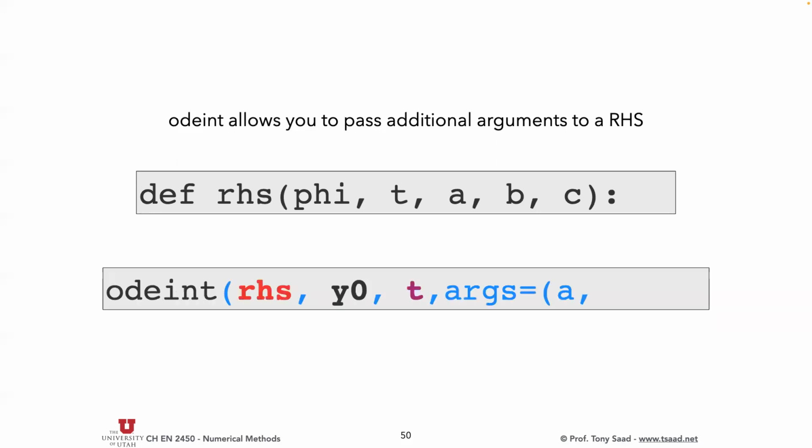Then in ODE int, you still call your right-hand side function. You give it y0, you give it time, and then remember those 3 dots? There's an option called args equal a, b, c, or whatever extra arguments you need to pass to the right-hand side. So ODE int internally calls RHS phi t, and it passes all of those arguments back to the right-hand side. So then you only need to change ABC right above ODE int. Okay, so let's see how this works.